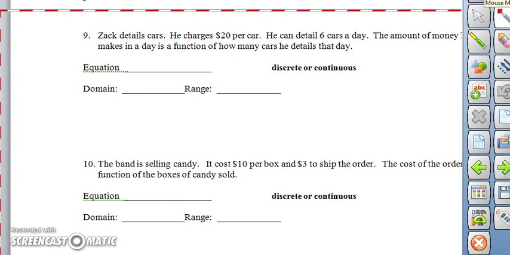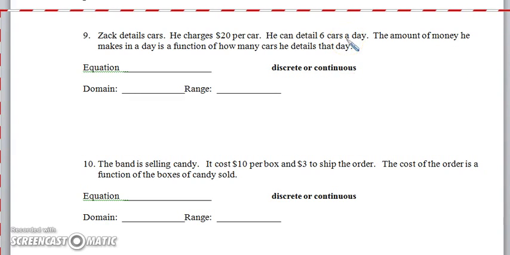I realized one thing that I forgot to mention here is that we have to figure out if this is discrete or continuous. When we talk about discrete and continuous, what we mean is whether there is an exact amount that we can actually have. For instance, Zach details cars. He can detail 0, 1, 2, 3, 4, 5, or 6. Can he detail 5.5 cars? Some of you might say yes, but that's actually a job not fully done, so he's not going to be able to do that. So that would mean that this is discrete, okay?